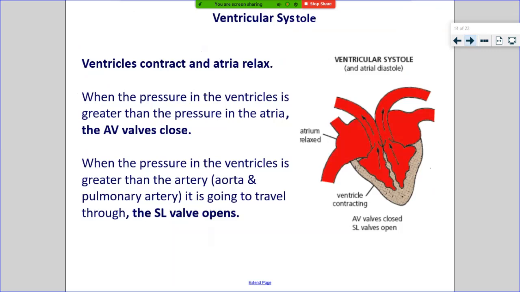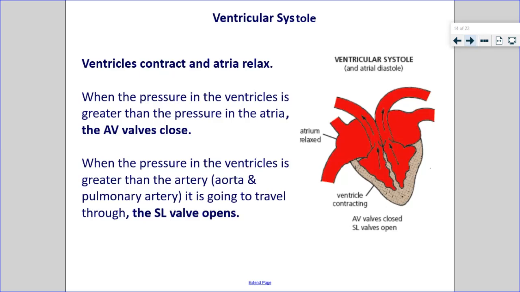Okay, so are you correct? The ventricles contract this time. So this is called ventricular systole. As the ventricles contract, the atria are now relaxed. As the ventricles contract, the pressure in the ventricles increases. And when the pressure in the ventricles becomes greater than that in the atria, the AV valves will close.